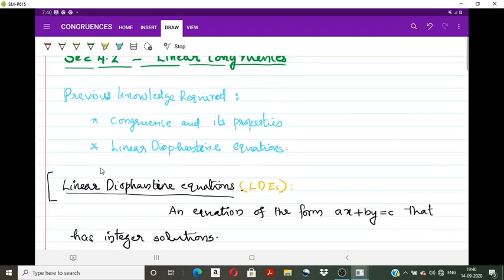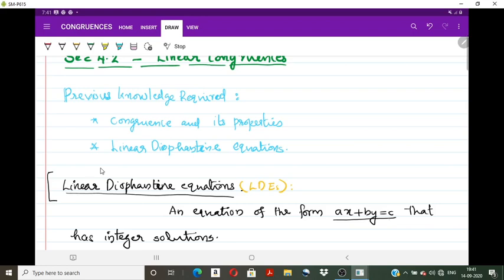An equation of the form ax plus by equal to c that has integer solutions. That means an equation having integer solutions. If the equation is in linear form, it is called a linear Diophantine equation. This was first formulated by Diophantus, hence the name Diophantine equations. If it contains two unknown variables x and y, then the equation can be written in the form ax plus by equal to c.